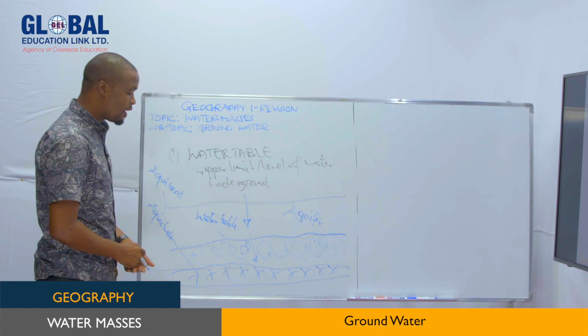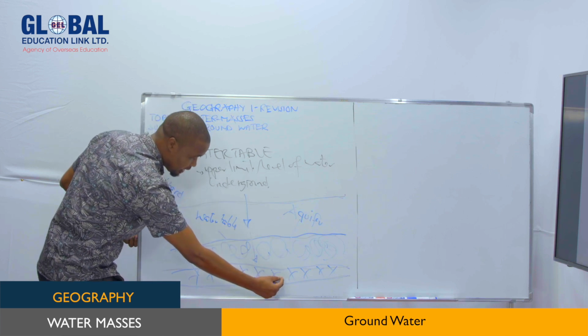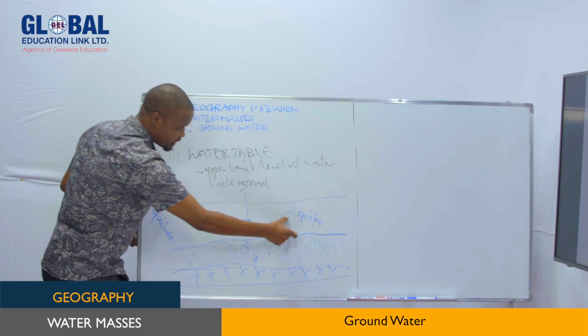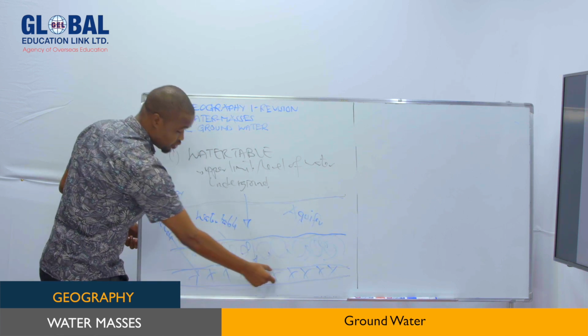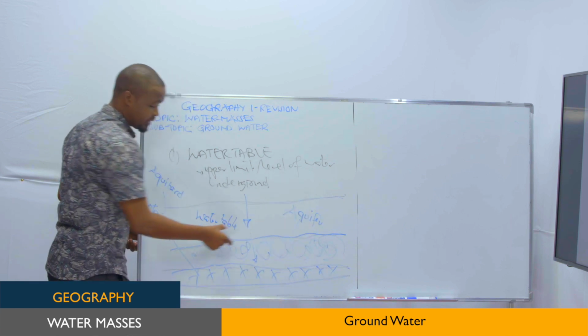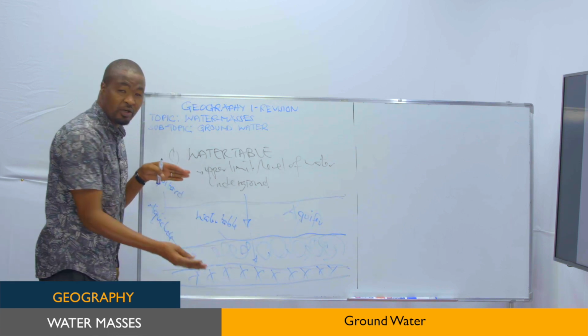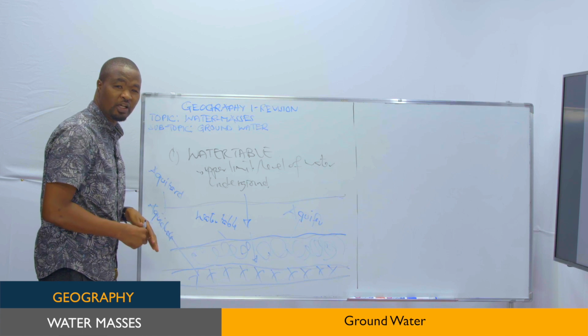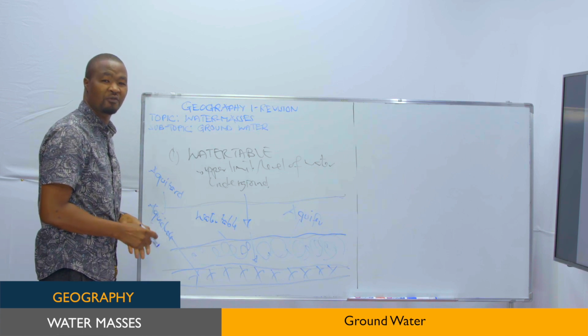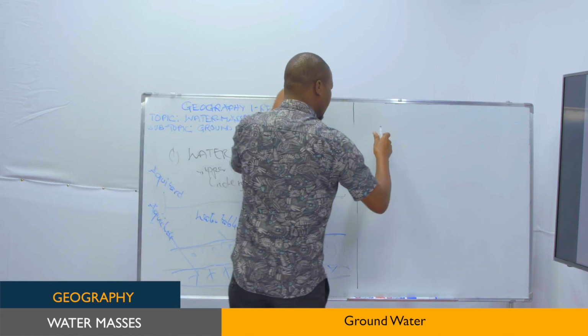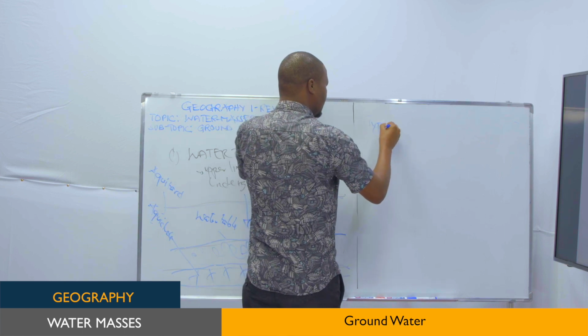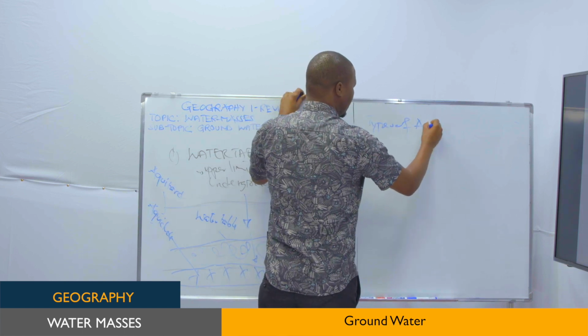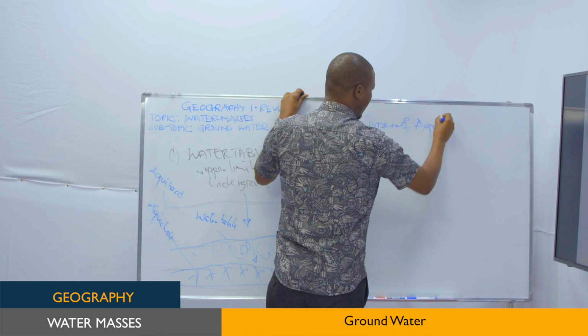But if you find the aquifer overlain by hard rock at the top, and at the bottom there is hard rock, it means it is between two hard rocks. We call it the confined aquifer. So we have two types of aquifer.